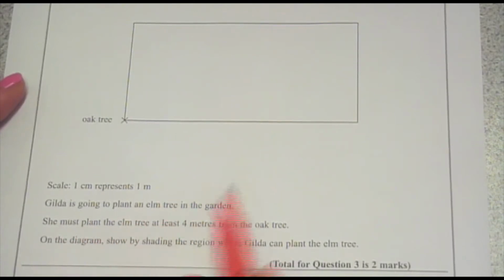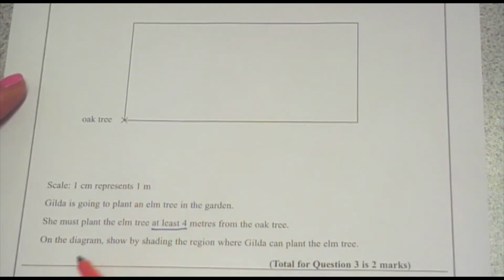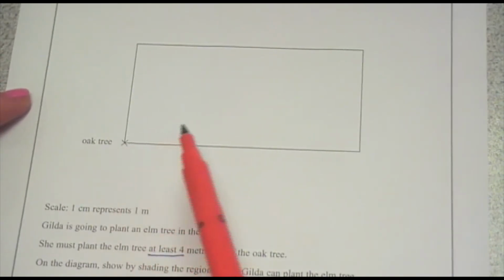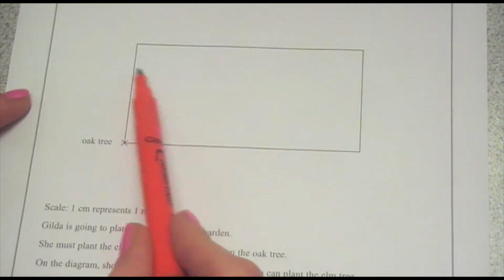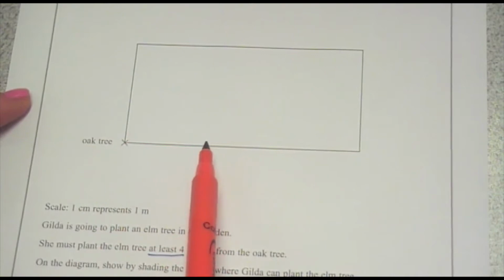She must plant the elm tree at least 4 metres from the oak tree. So at least means that it needs to be 4 metres or further away. On the diagram, show by shading the region where Gilda can plant the elm tree. So this is where the oak tree is. If Gilda's elm tree needs to be at least 4 metres from that oak tree, I need to have a distance of 4 metres, so effectively a radius of 4 metres away from that oak tree.